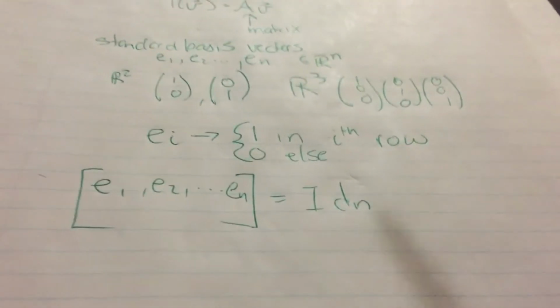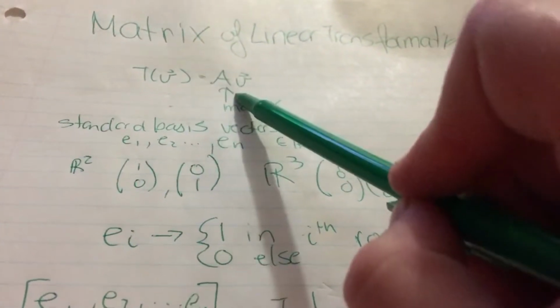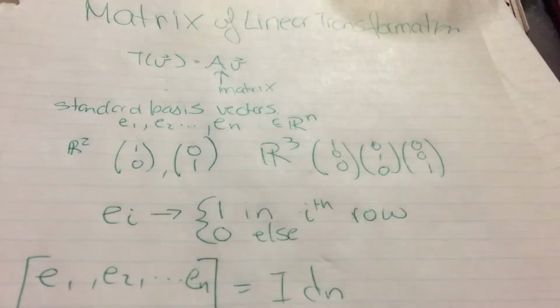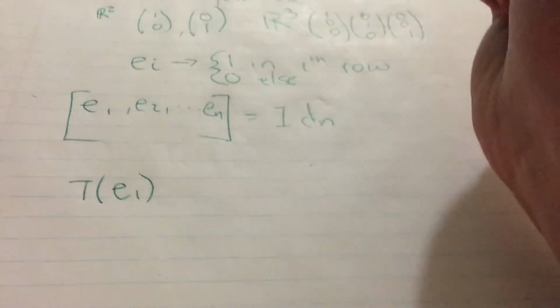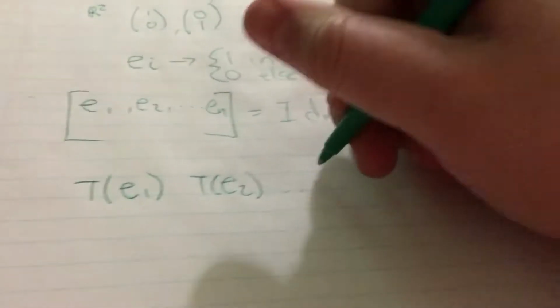Super cool. So when I want to find this matrix here, it's actually super straightforward. For each one of these vectors, all I'm going to do is take T of E1 and then T of E2, etc.